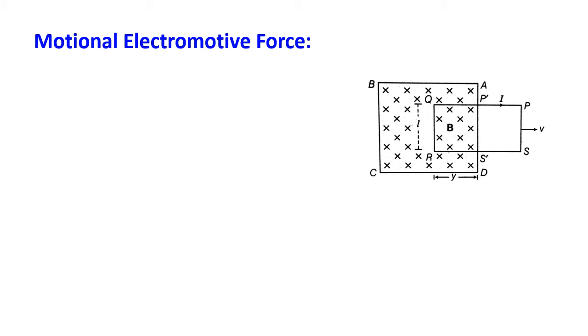So for that purpose, consider A, B, C, D, an area where uniform magnetic field B is there. Now, in the uniform magnetic field, suppose PQRS is one rectangular conductor. So it's just a conductor, and it is in the magnetic field as shown in the figure. Now, suppose we are moving this towards the left side as shown in the diagram, slowly with uniform velocity v, and QR is the length of the conductor.